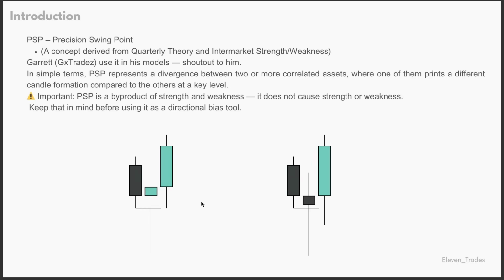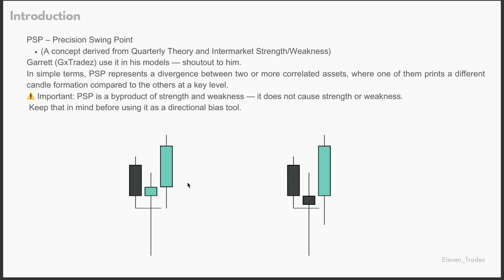In simpler terms, the PSP represents a divergence between two or more correlated assets. For example, we have EURUSD and GBPUSD as correlated assets, NQ, ES and YM, and XAU Euro and XAU GBP. So we use the divergence between those correlated assets. Now, what is a PSP? The PSP represents the divergence between two or more correlated assets, where one of the assets prints a different formation of a candle or a different color of a candle at a swing point.